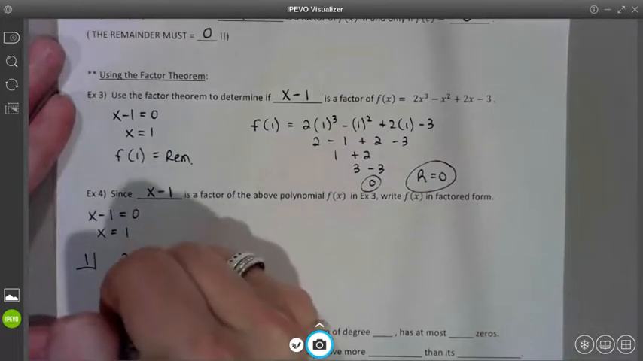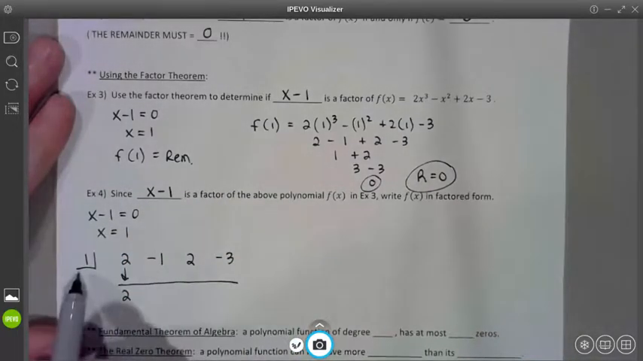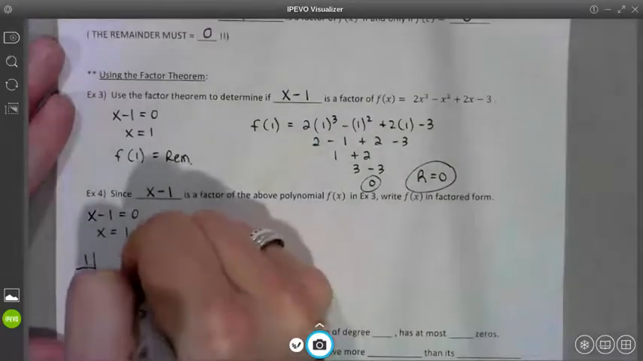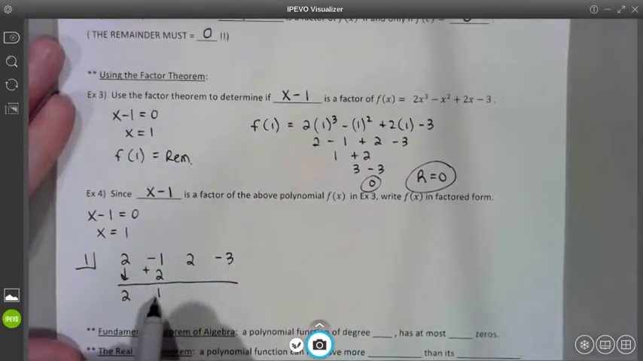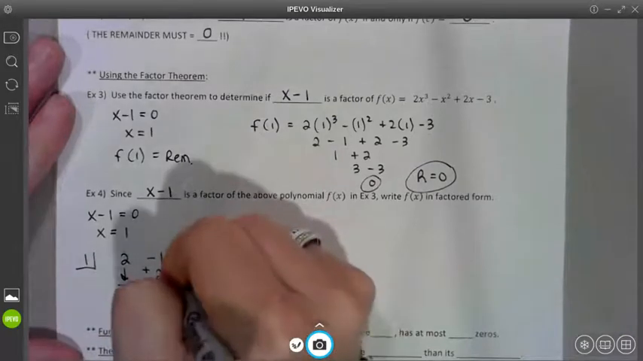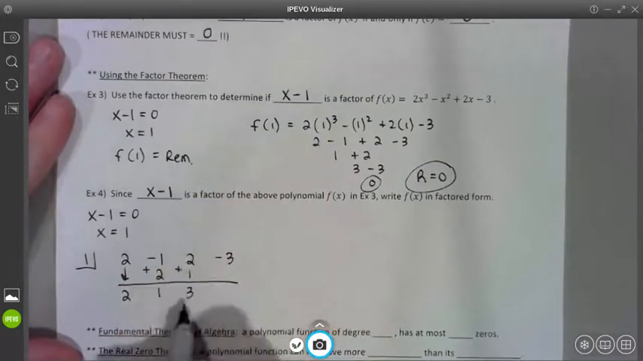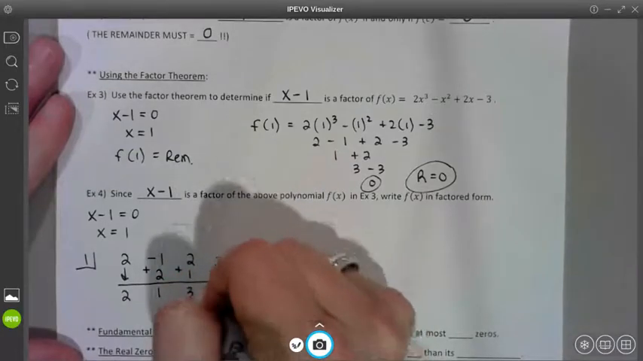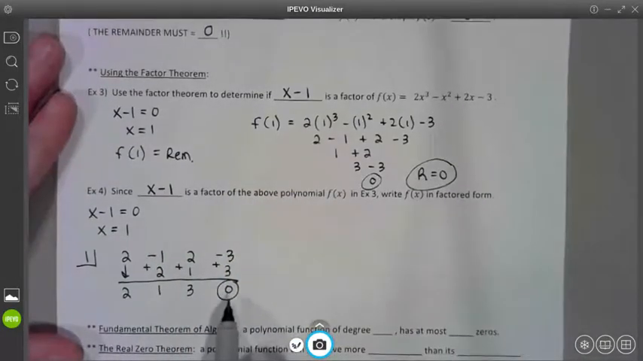All right, bring the first coefficient down, and we start that multiply and add process. 2 times 1, 2. Add, we get 1. 1 times 1 is 1. We add, we get 3. 3 times 1 is 3. We add and we get 0, thank God, because we said we had to, because that is the remainder.